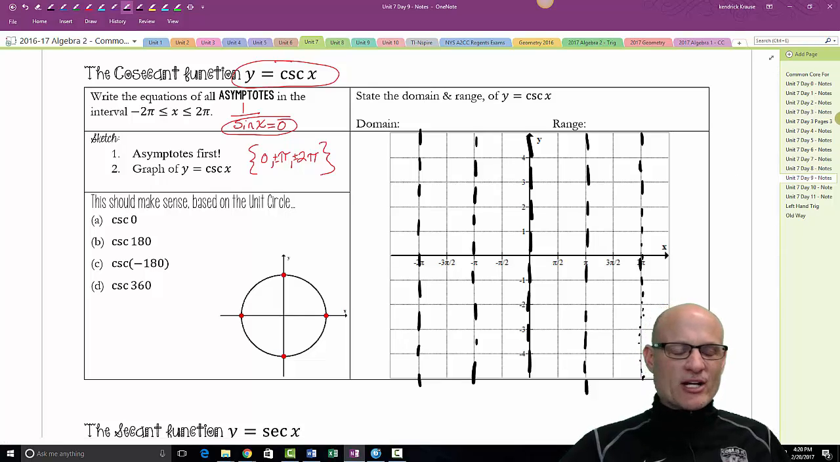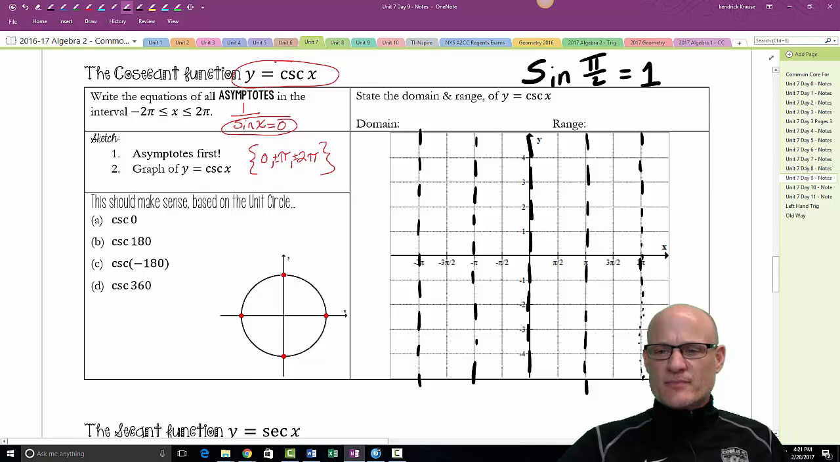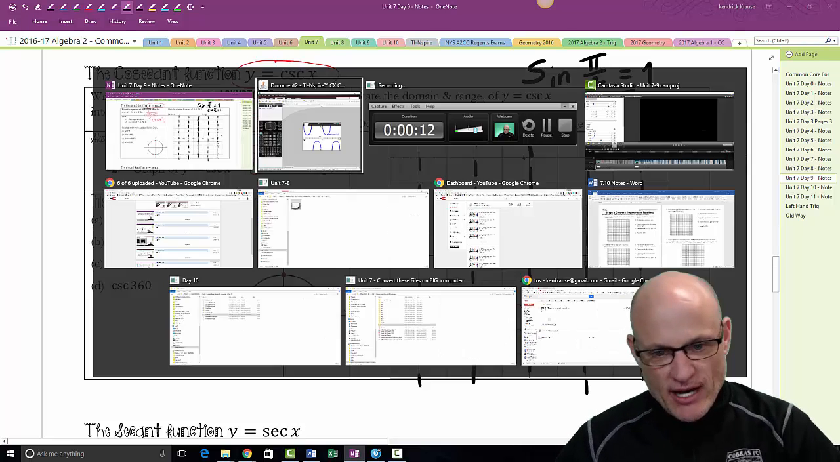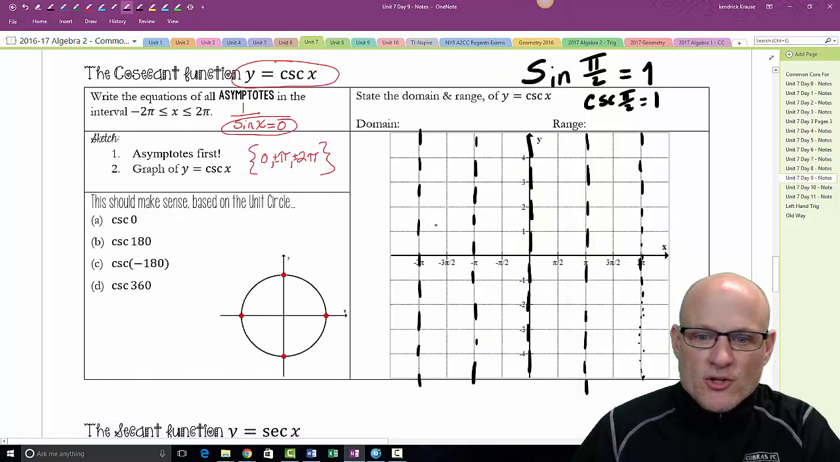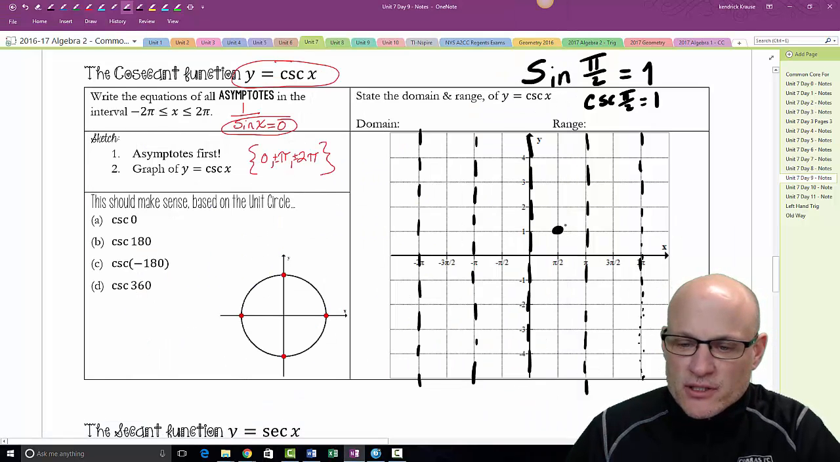All right, so where am I going to graph this thing? What am I going to do? Well, what happens at pi over 2? What is the sine of pi over 2, or the sine of 90 degrees? Isn't that equal to 1? So then wouldn't the cosecant of pi over 2 also be equal to 1? And if I take a look at the graph and I go to pi over 2, which is right about here, and I go up, oh, look, it's at 1. So here it's going to be 1.